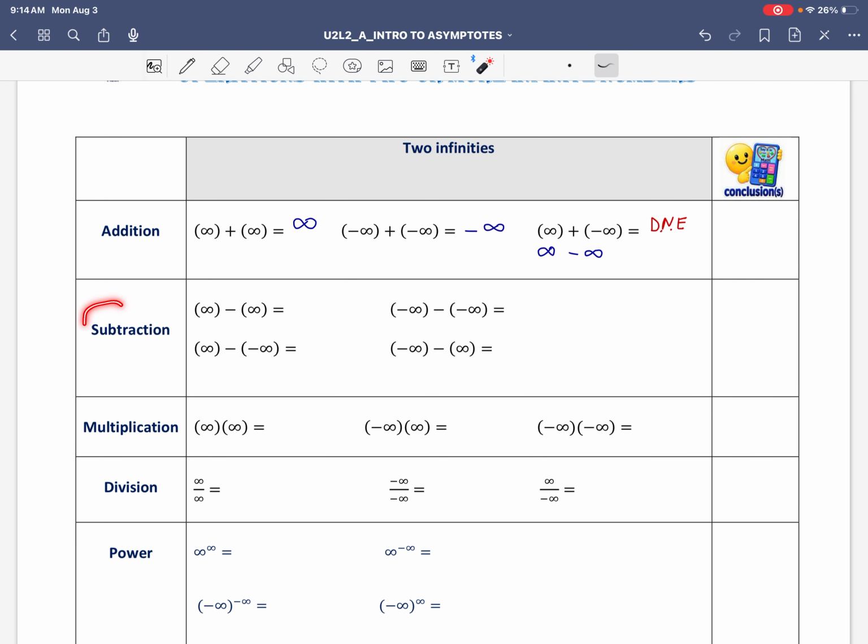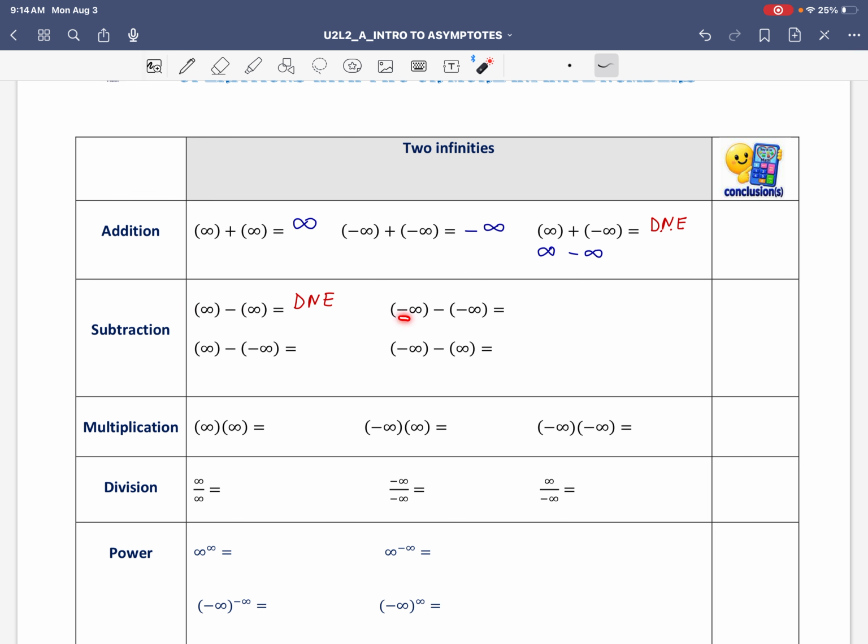Next we'll look into subtraction, which is going to work in a similar way as addition. So if you have infinity minus infinity, again, we are running into the same situation as in here, then we're going to say this is undefined because we don't know how big an infinity we are subtracting from this infinity.